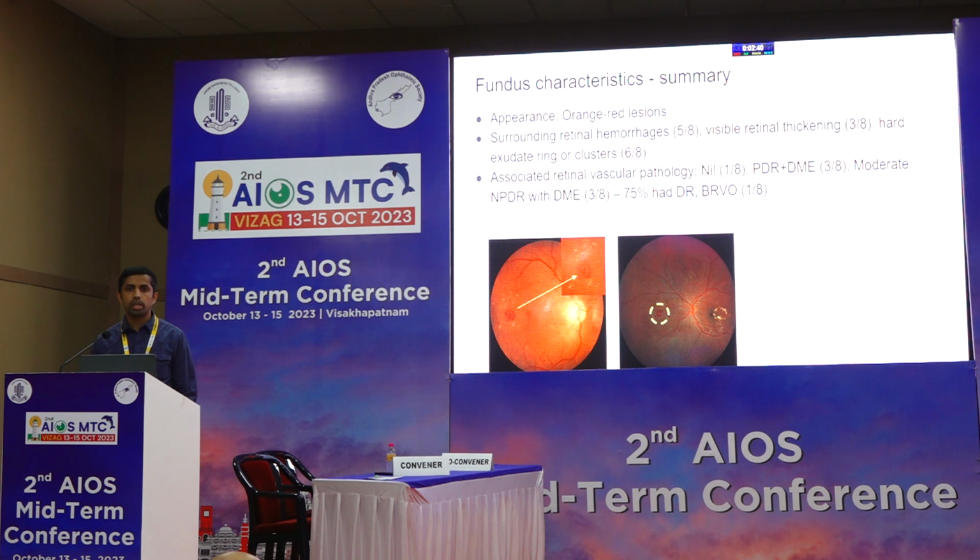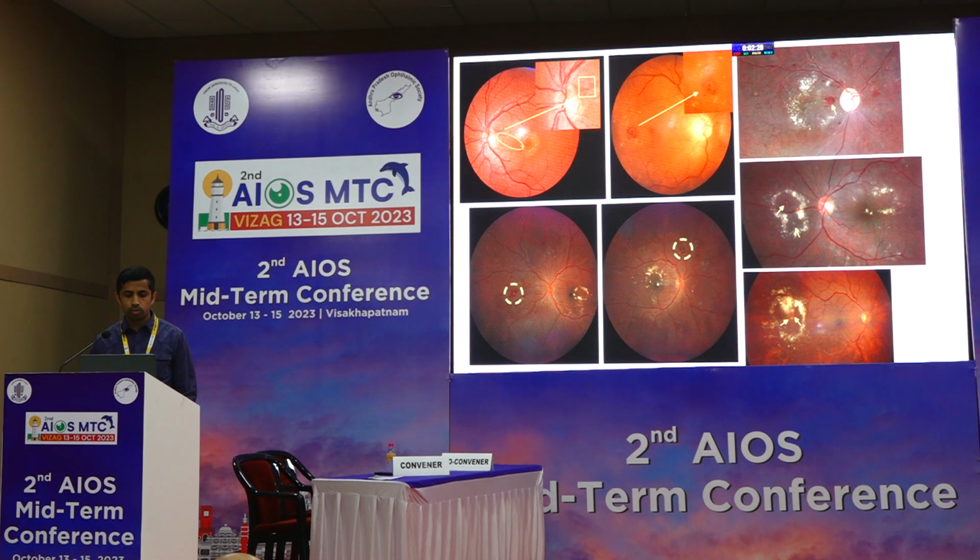Regarding associated retinal vascular pathologies, almost 75% of the patients had diabetic retinopathy association. 1 patient did not have any retinal vascular disease, and 1 patient had BRVO. These were some of the fundus pictures of our patients. 1 patient had a perifoveal RCM. The other patient had an RCM along the papillomacular bundle. In the last pictures you can see multiple RCM lesions.